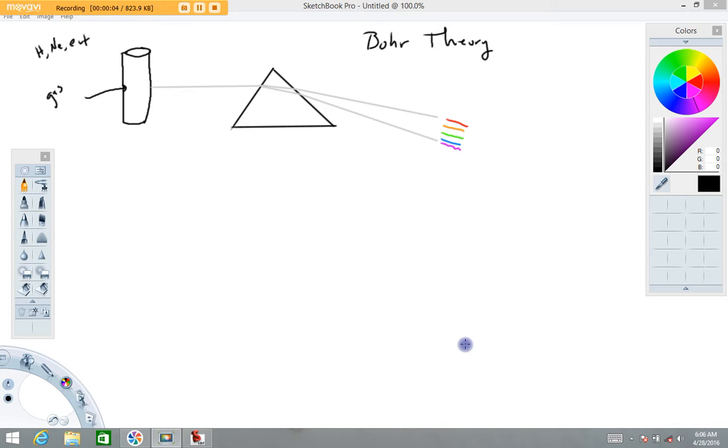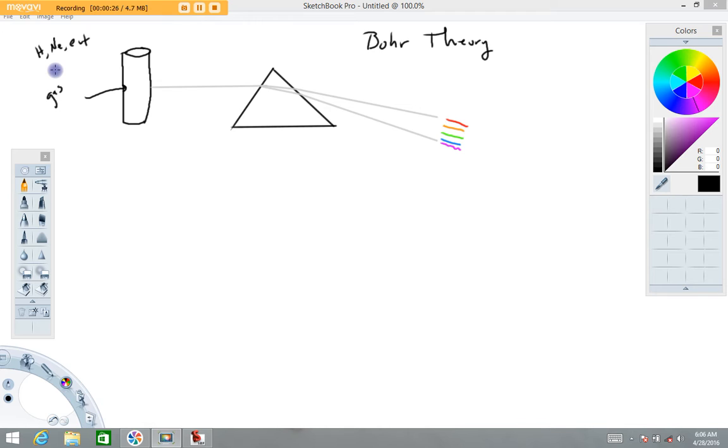The topic of this video is going to be Bohr theory of the atom. Before we get into Bohr theory, I'm going to talk a little bit about the background of it and where it came from. What we're looking at on the left here is some sort of light bulb filled with a gas, maybe hydrogen, neon, or any one of a half dozen or more different elements.